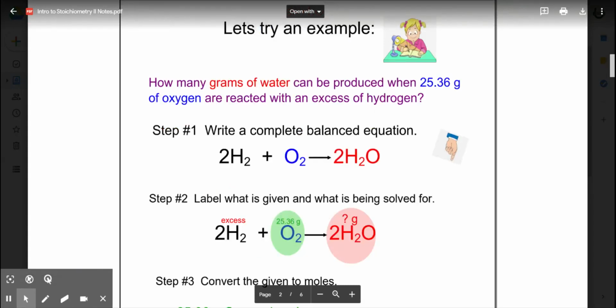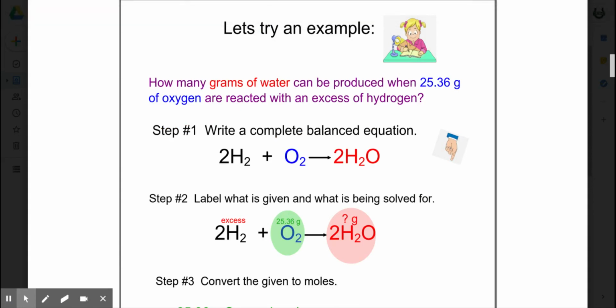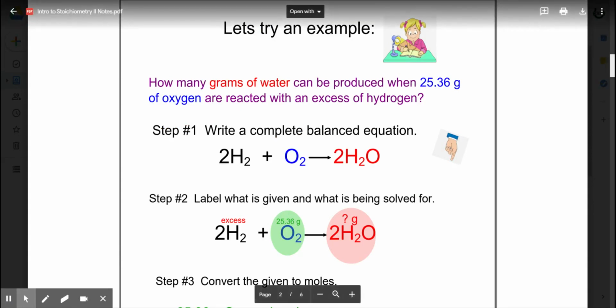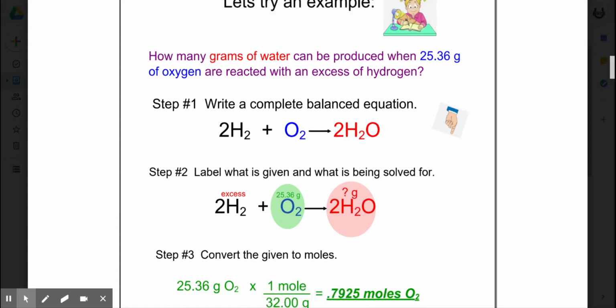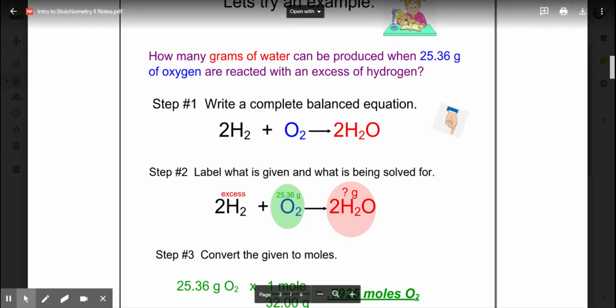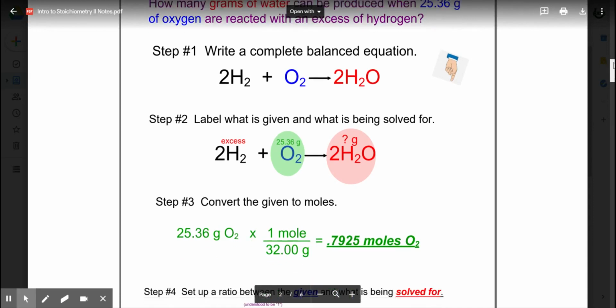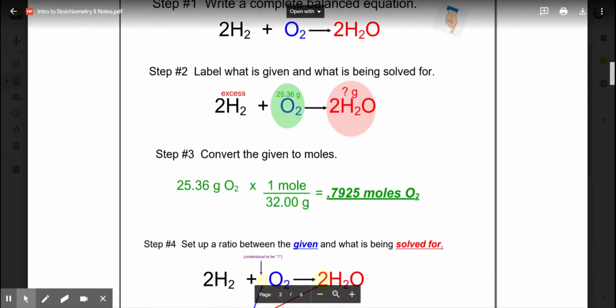Okay, so a quick review. Step 1, we wrote down a complete balanced equation. Step 2, we labeled what was given, 25.36 grams of oxygen, excess of hydrogen, and what we were solving for. And we're looking for the grams of water. Step 3, we converted given to moles because grams cannot be used with the chemical equation. The chemical equation is only good for moles. So we've got to convert the 25.36 grams to moles.